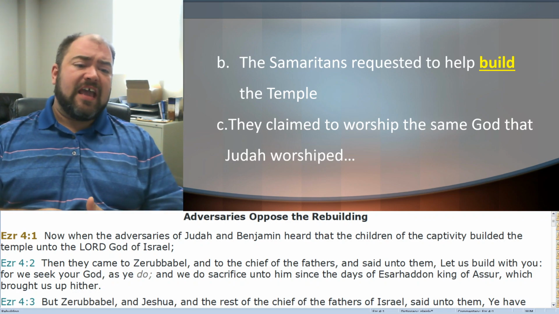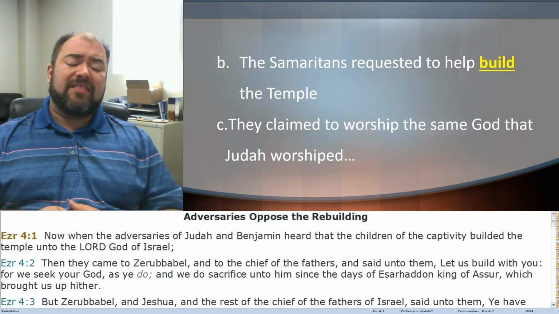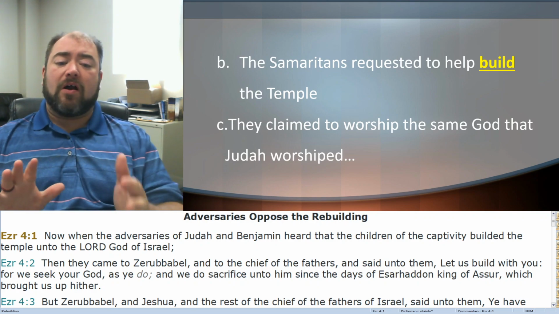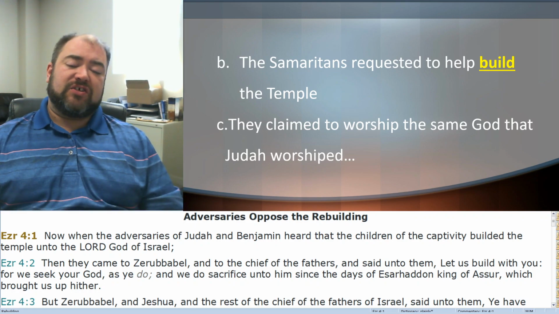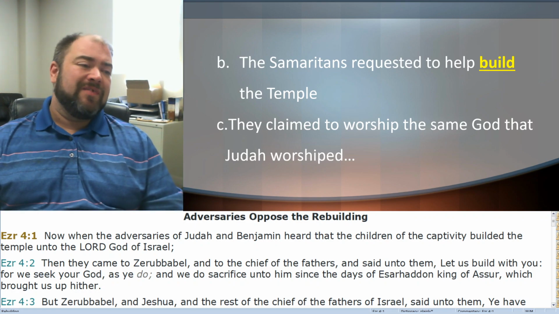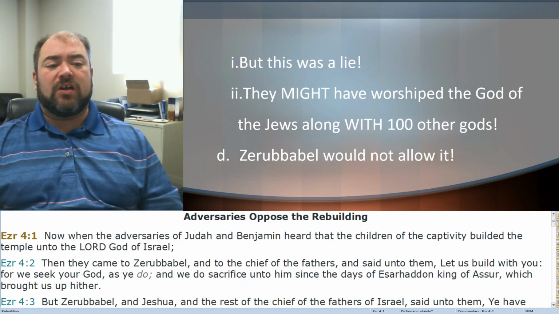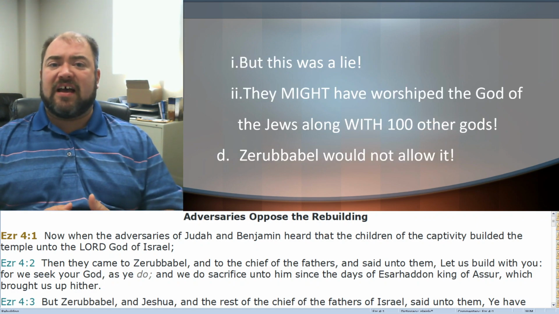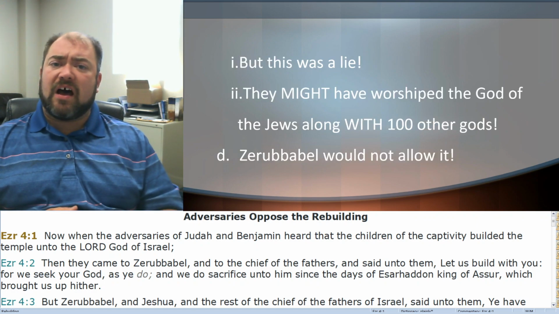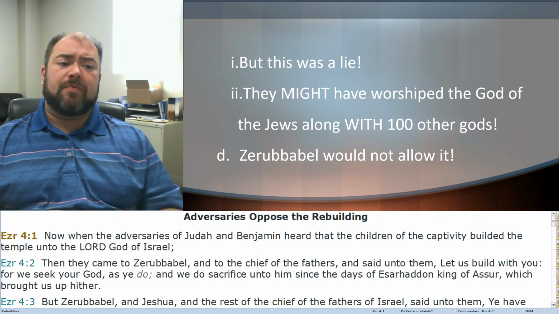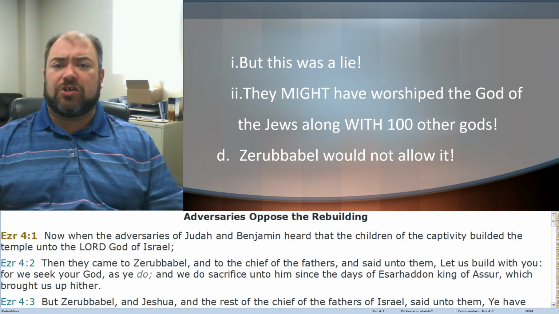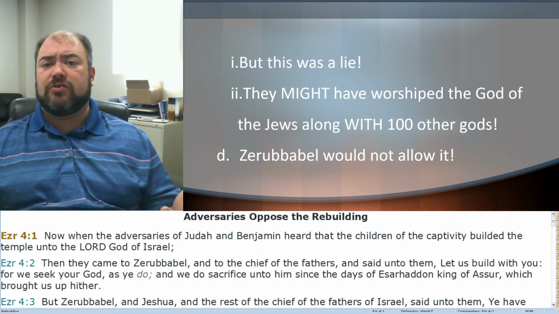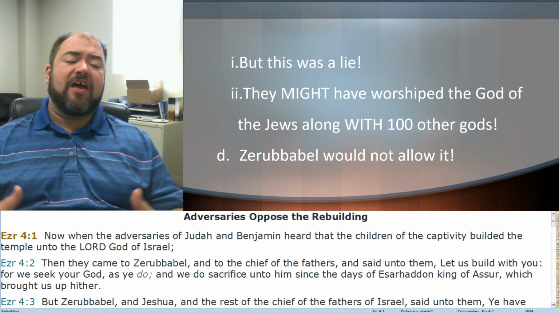And so they came to help rebuild the temple, and they claimed in this process that they wanted to rebuild the temple because they worshiped the same God that Judah worshipped. And that just simply wasn't accurate. It was a lie. They did not worship the same God of heaven. They did not worship the same God that the Jews worshipped. They might have worshiped the God of the Jews, but it was along with 100 other gods.